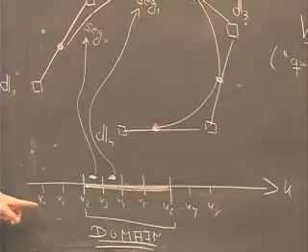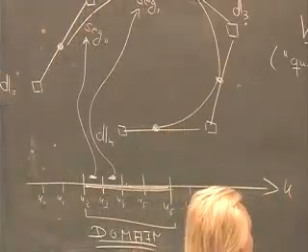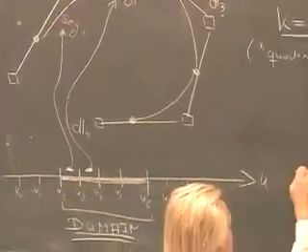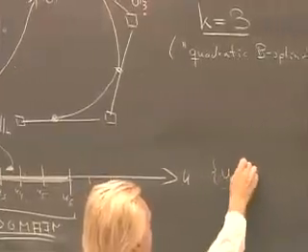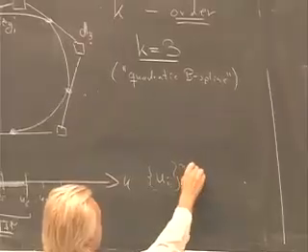So what are these U sub I guys called? They are called the knots. Okay. And I have U sub I, the set of these U sub I values, and they go from I from 0 to n plus k.